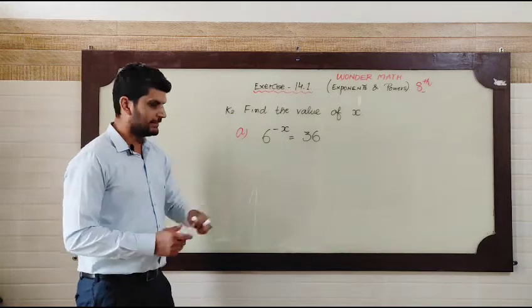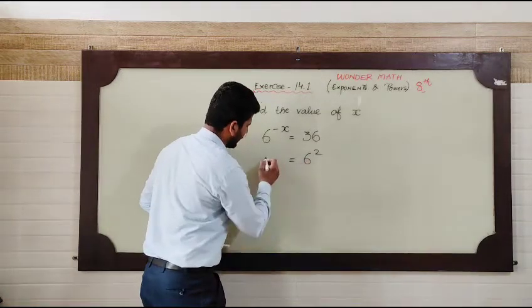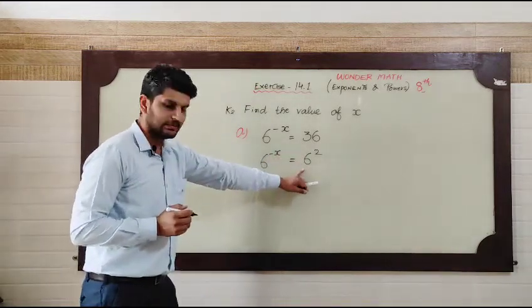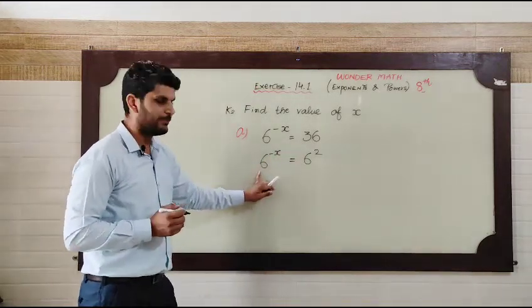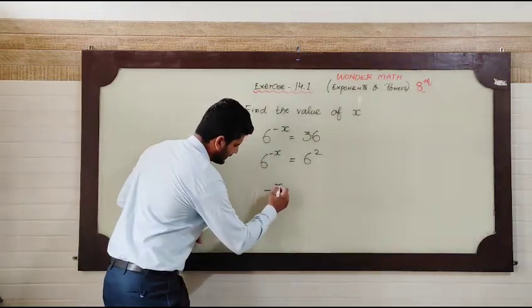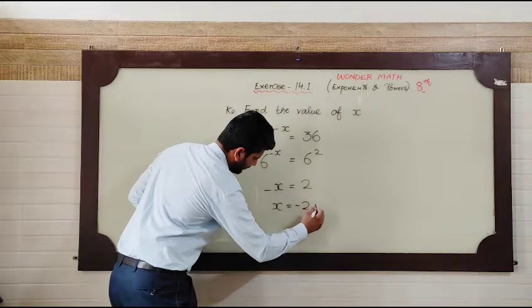Question 2. Find the value of x. Part A, 6 power minus x is equal to 36. Firstly, we'll write this 36 as 6 square, with 6 power minus x on this side. Why have we written 36 this way? Because now the bases are the same, both values are the same, it means their powers must be the same. So minus x equals 2, it means x equals minus 2.